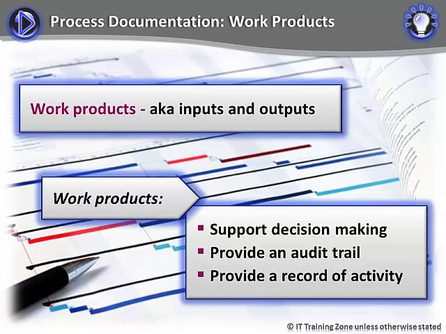Okay, you've learned about practices, activities, and detailed activities. Now we'll look at inputs and outputs, or work products as COBIT calls them. These work products support decision-making, provide an audit trail, and provide a record of activity.